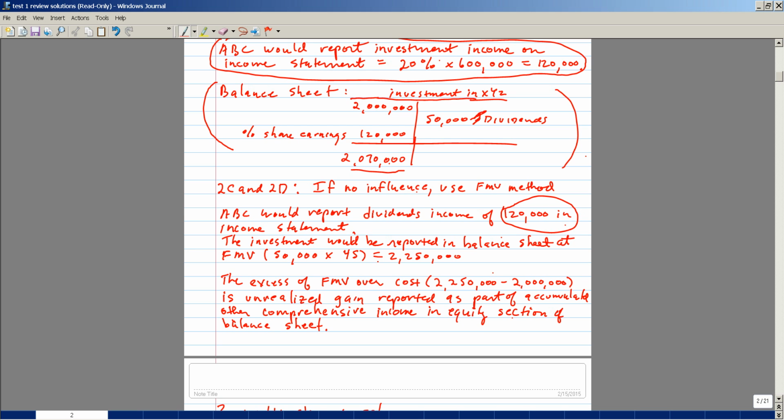And at the end of the period, the investment in the stock of the XYZ company would be reported on our balance sheet at fair market value, which is calculated by multiplying the number of shares times the price per share, or total fair market value of $2,250,000. Now, the excess of the fair market value, $2,250,000, over the cost of the investment, which is $2 million, that excess of $250,000 is an unrealized gain that's going to be reported as part of accumulated other comprehensive income in the equity section of the balance sheet. That gain will bypass our income statement and go directly to the equity section of the balance sheet as part of accumulated other comprehensive income, given that the investment is classified in part C and D as available for sale.